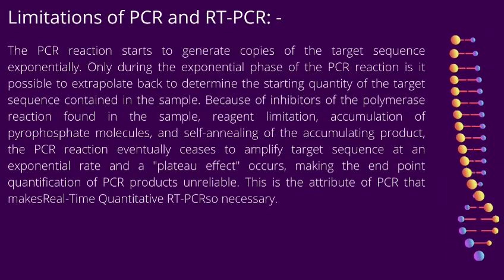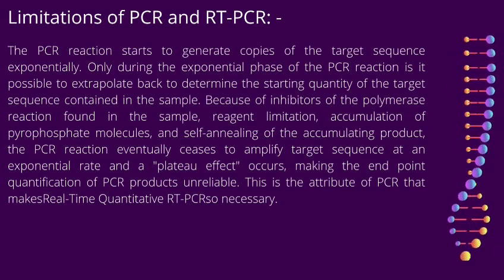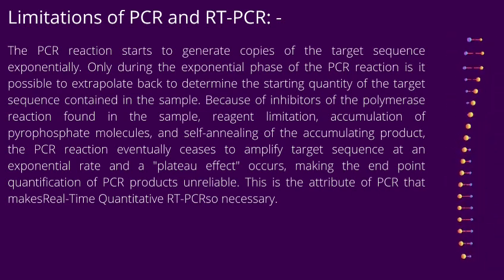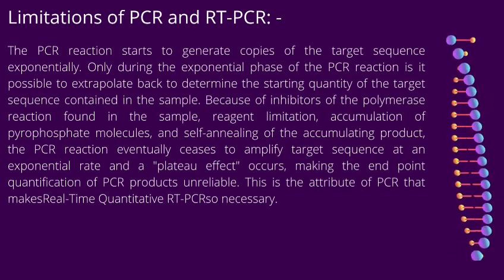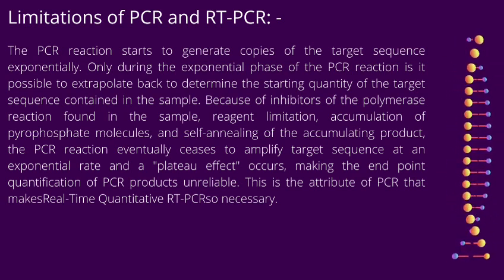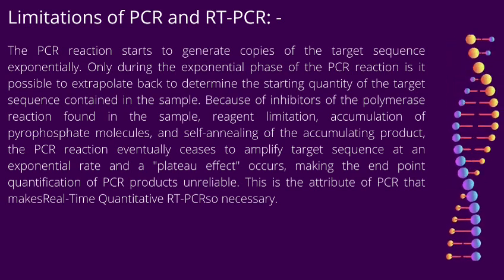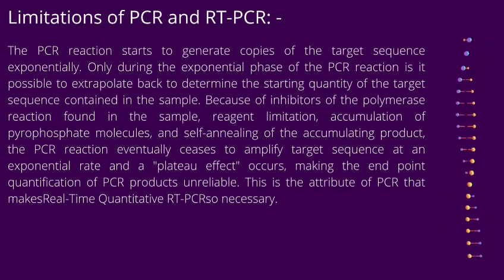Limitations of PCR and RT-PCR: the PCR reaction starts to generate copies of the target sequence exponentially. Only during the exponential phase of the PCR reaction is it possible to extrapolate back to determine the starting quantity of the target sequence contained in the sample.